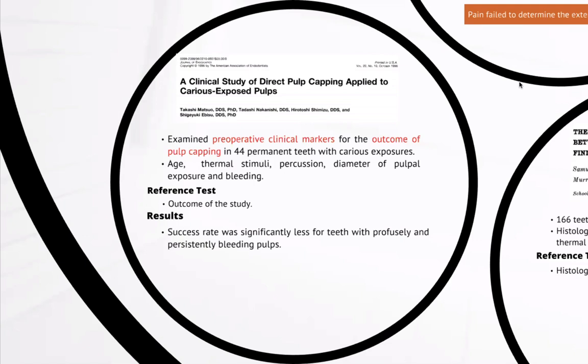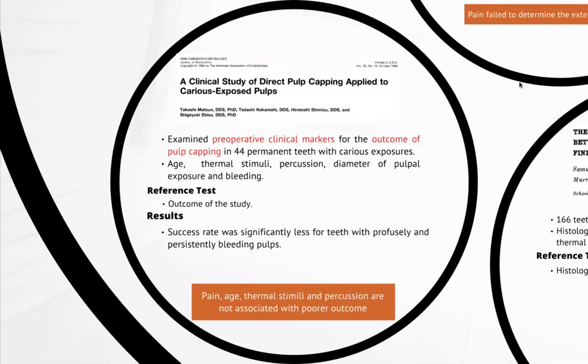Another paper looked at preoperative clinical markers, and the reference test is the outcome. So basically they collect data, they follow up the cases and see how successful the cases are. And what they found from this study is that the success rate was significantly less for teeth with produced bleeding. And this is where we came up with, if you see non-stop bleeding, then you should do a root canal treatment. But the other parameters, pain, age, thermal stimulus, and percussion, were not associated with poorer outcome, which is interesting.